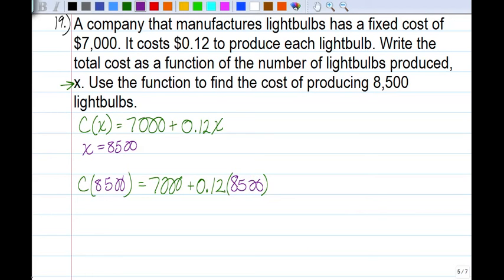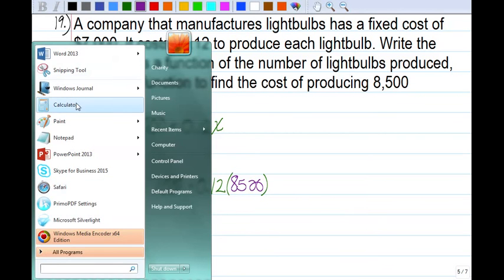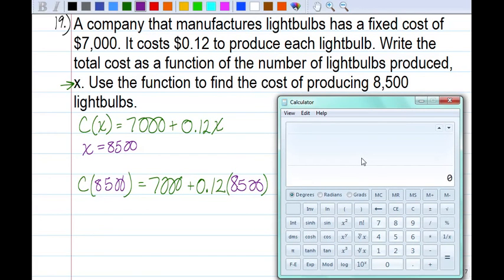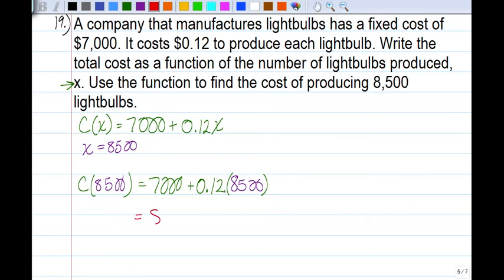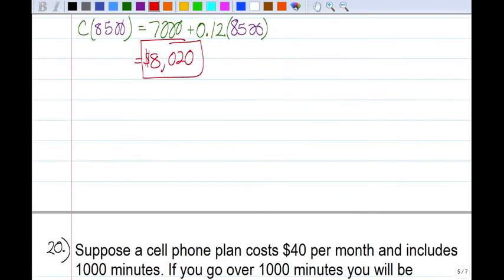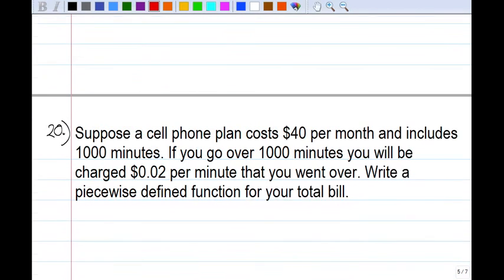Okay, and then I would just type that into any old calculator. I'll just get my nice little calculator right here and do it. So 7,000 plus 0.12 times 8,500 gives me $8,020. So it equals $8,020 to produce 8,500 light bulbs. Okay, so here is another application.